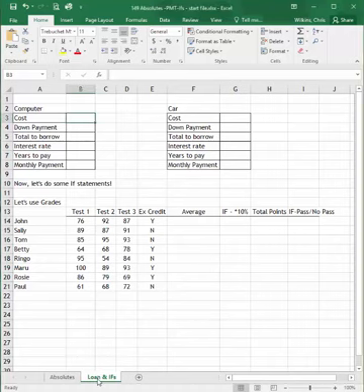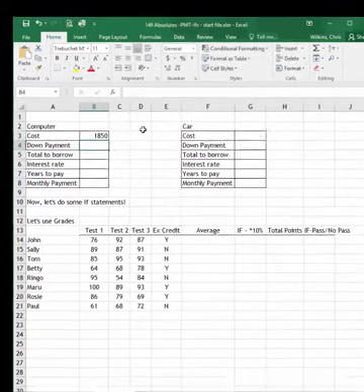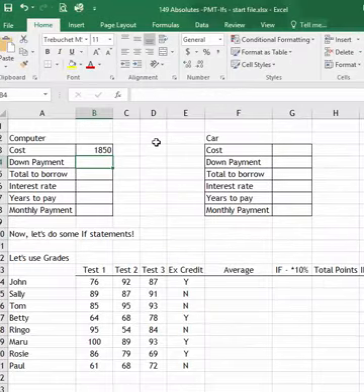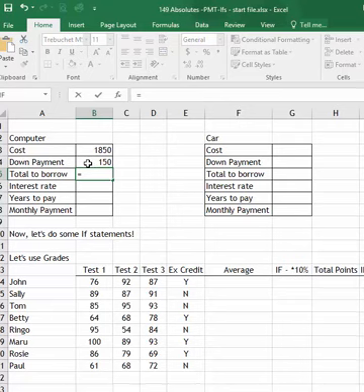Okay, make sure you have the loan and IFS worksheet selected. And let's imagine we're buying an expensive computer and it costs $1,850. And you have $150 as a down payment. So what are you borrowing? Well, we know the answer. We can figure out the answer in our head here.